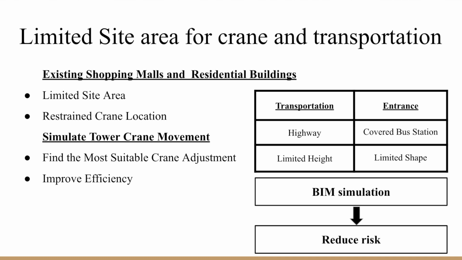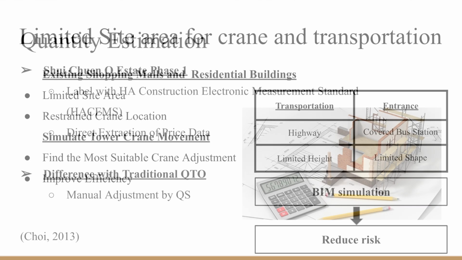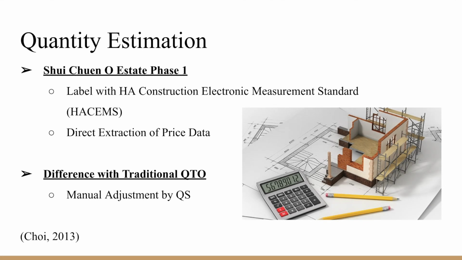The only access route for material transport is the highway, which has a height limit. Besides, the entrance for trucks into the site will pass through a covered bus station, which also limits the shape of prefabricated material. BIM simulation therefore helped the project team to design the process and requirements of material transport to reduce risk.